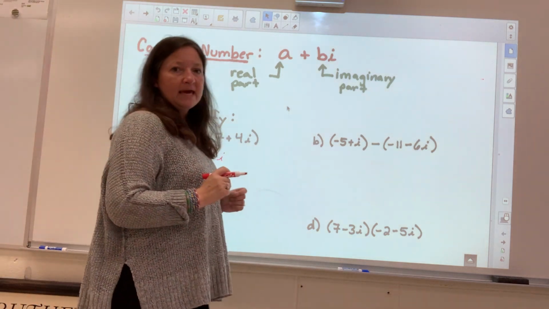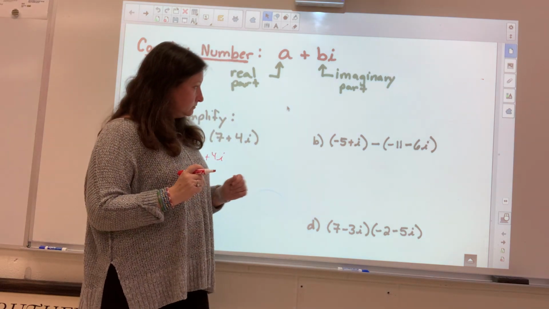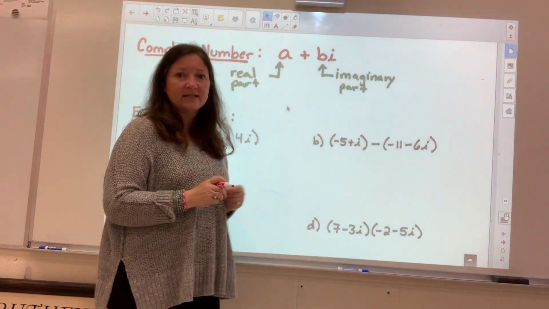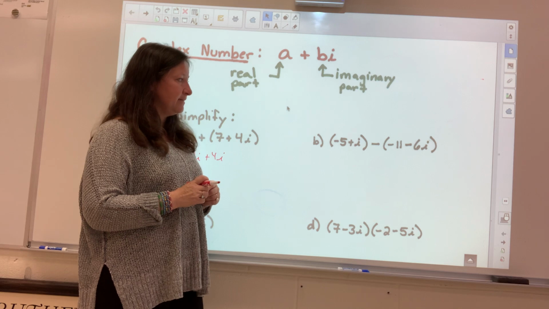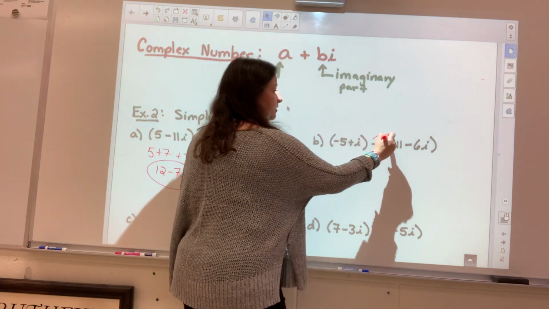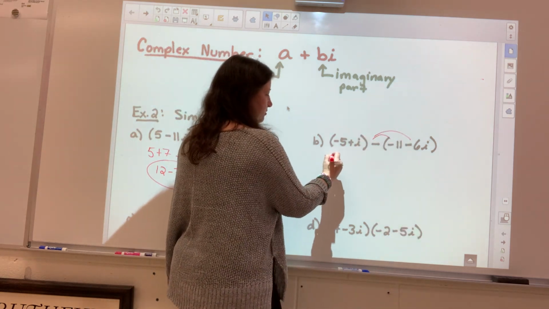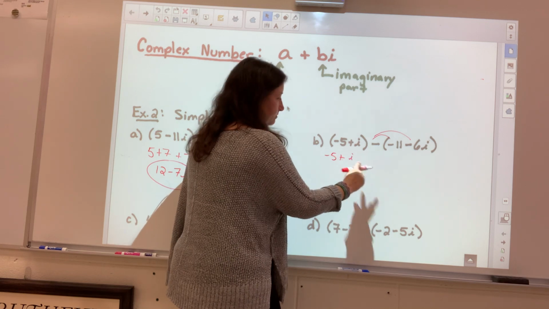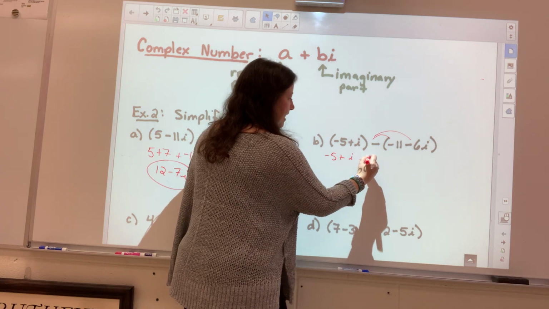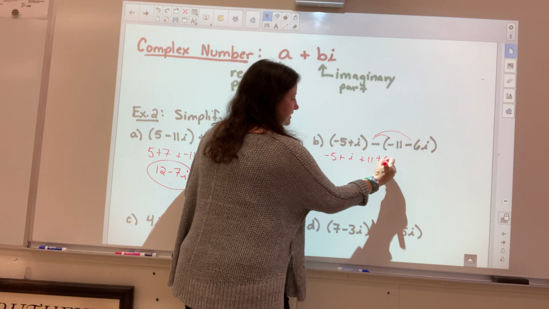Come over to the letter B. What are we going to do first? Well, there's a subtraction sign in the middle. What should I do about that subtraction sign? I need to distribute. So first thing I'm going to do is distribute. So I'm going to go through and distribute and get +11 plus 6i.